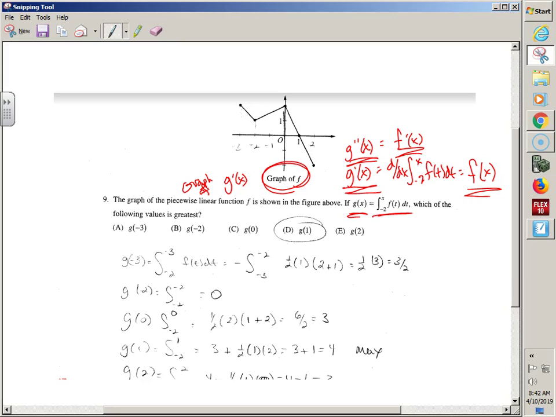So when it says, which of the following values is greatest, well, there are different ways you could do it. One way is you could be thinking about areas and thinking how to make the area highest. Or you could be thinking about how this is the graph of a derivative. Where is its absolute max?